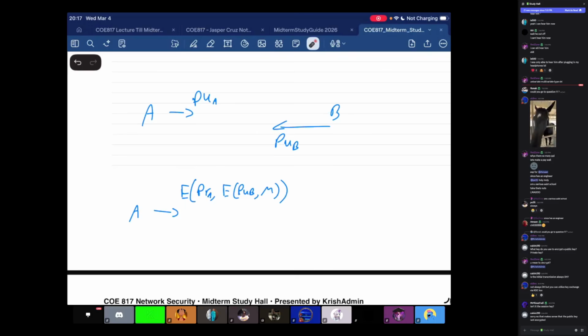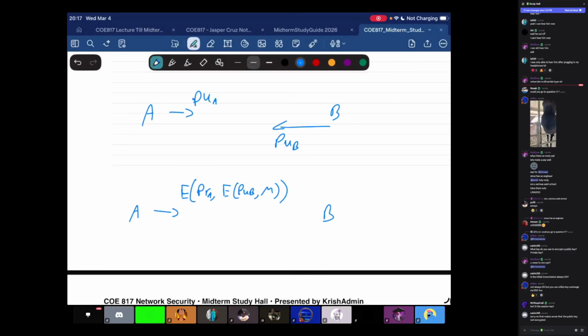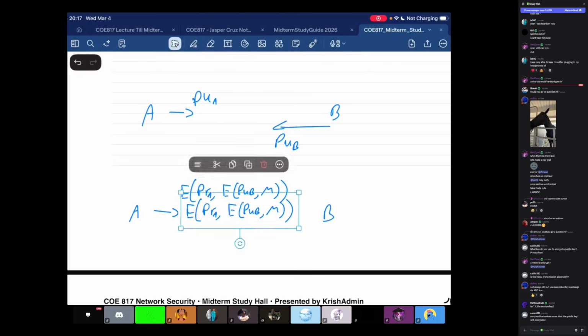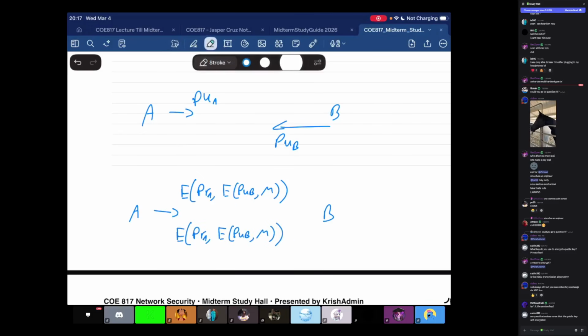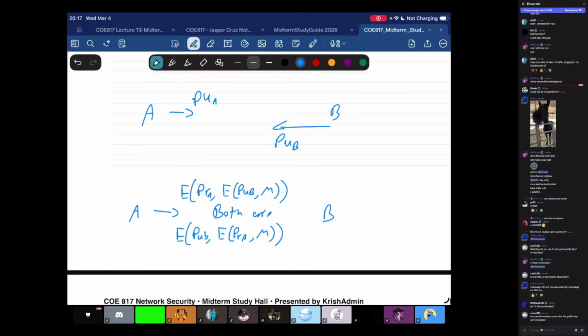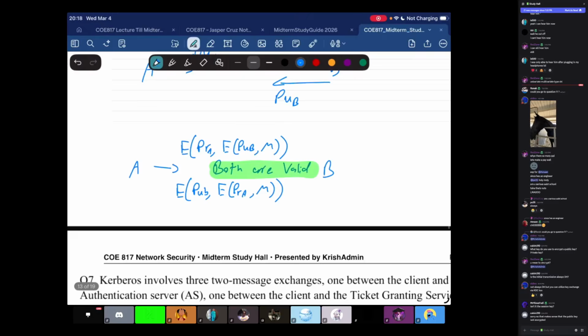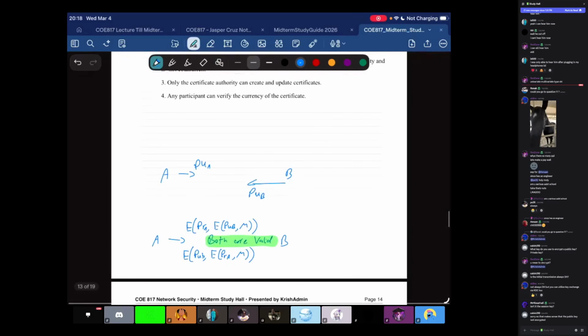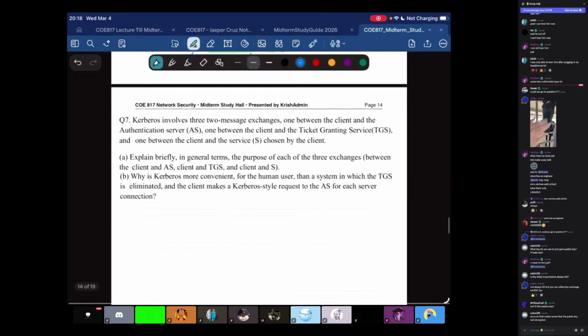But for now, I guess we can think of it in this universal way, where we can have the public key of B and the private key of A, and both messages are valid. Yeah. Okay. If there are no objections, I guess we'll stick with that. Okay.